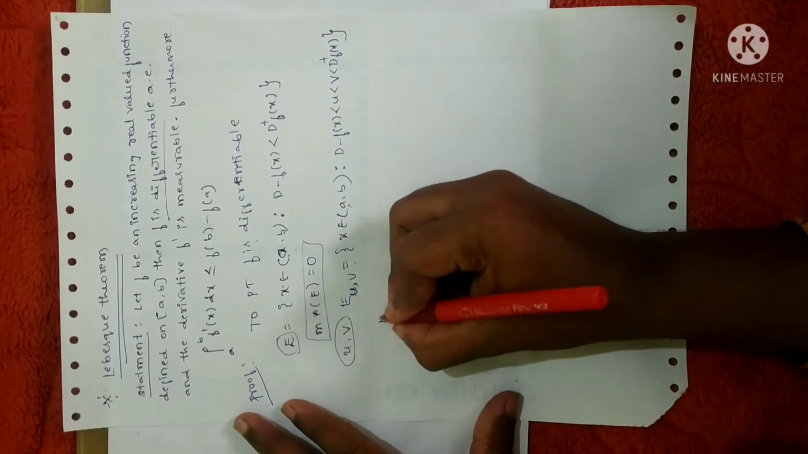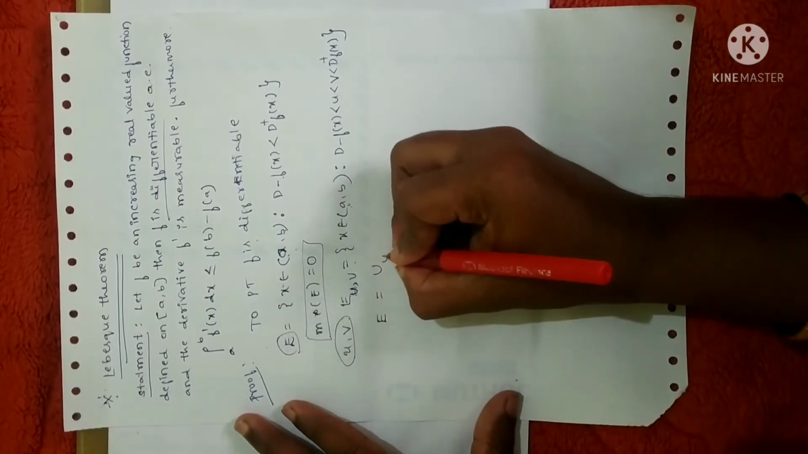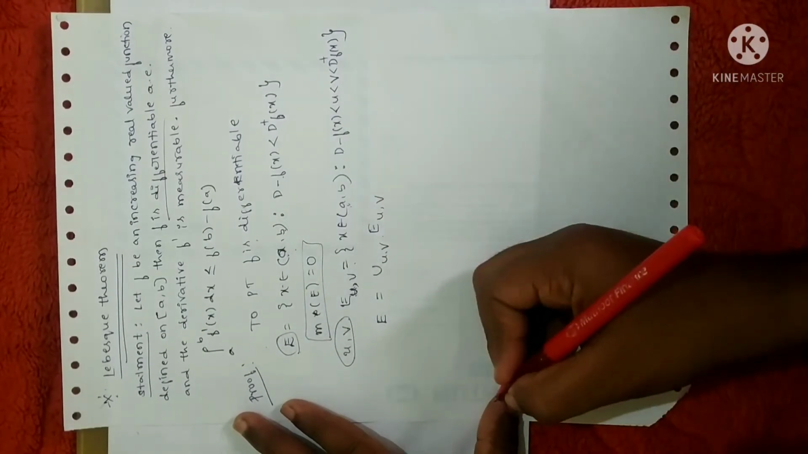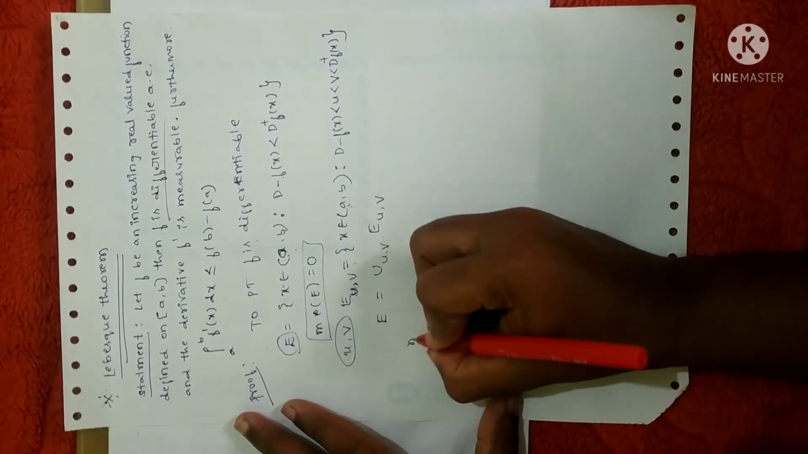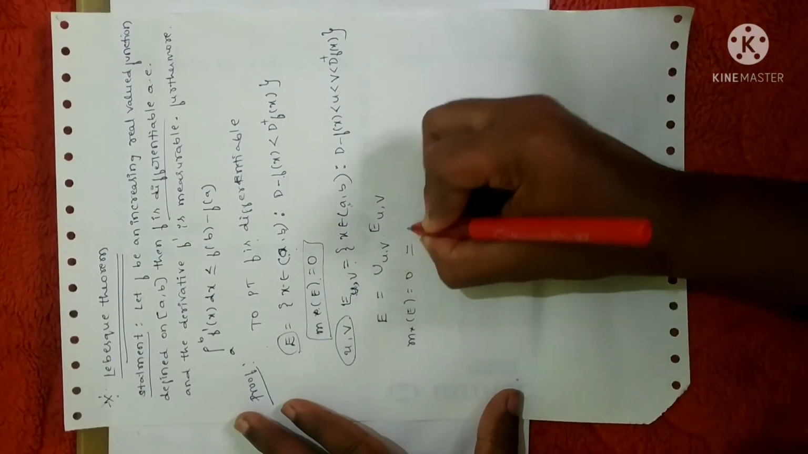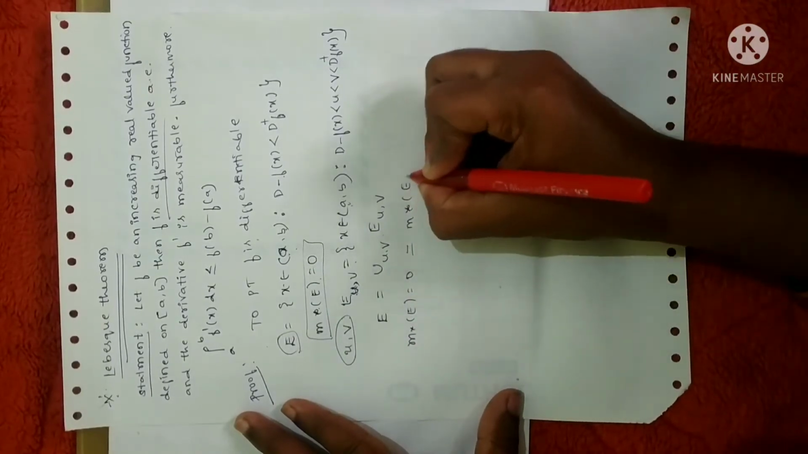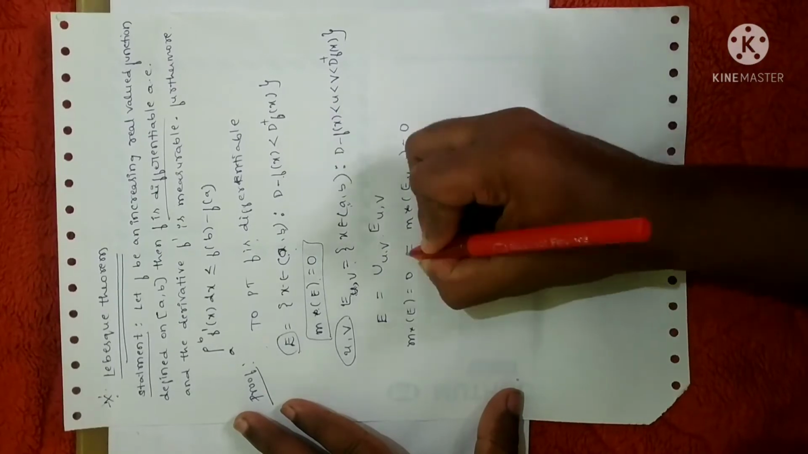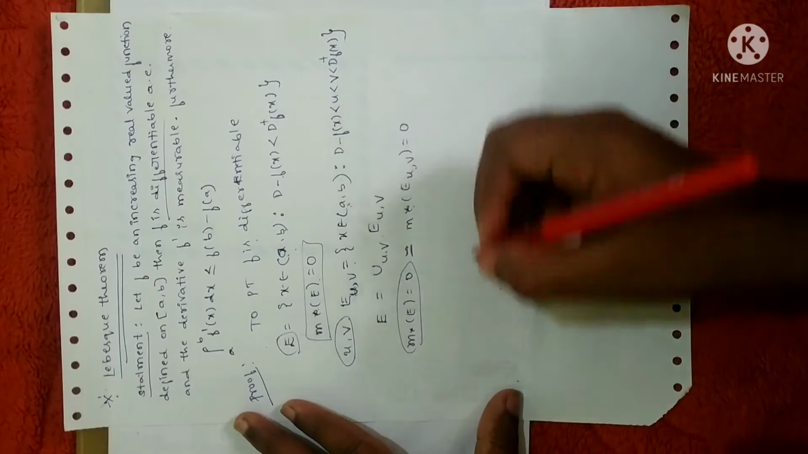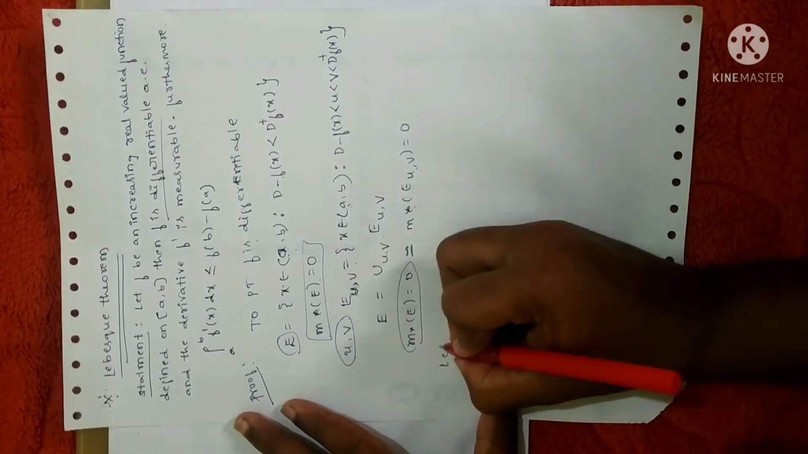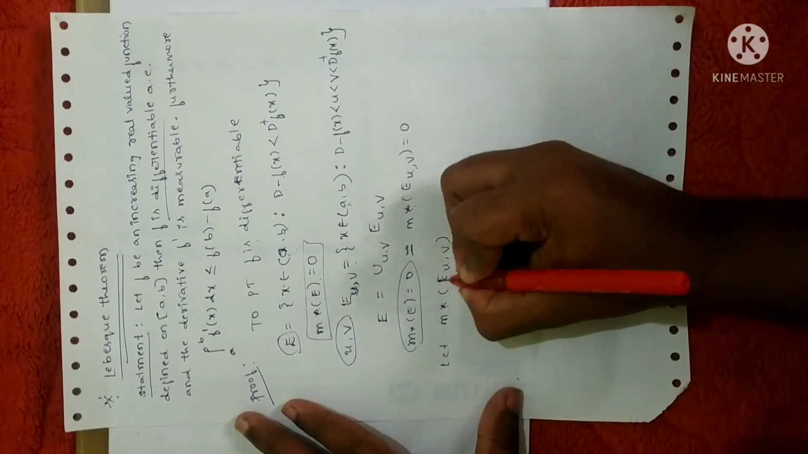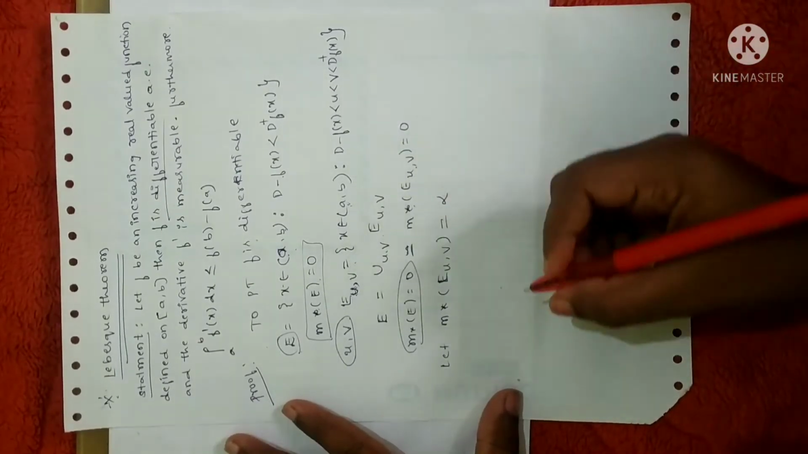Now clearly E can be expressed as the union over u and v of E(u, v). Now we have to show that m star of E is equal to 0, right? It is equivalent to proving that m star of E(u, v) is equal to 0. So in order to establish this, we need to prove m star of E(u, v) is 0. Now let me take m star of E(u, v) as alpha.